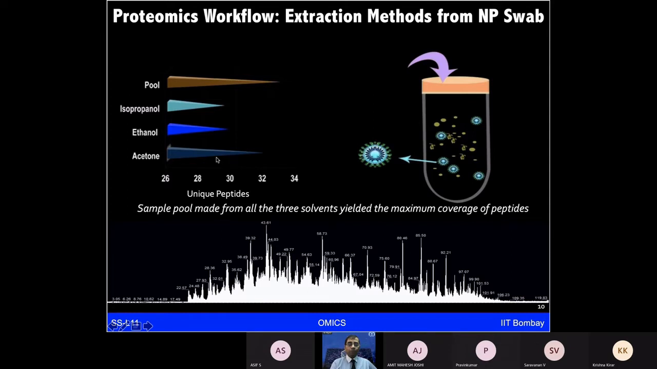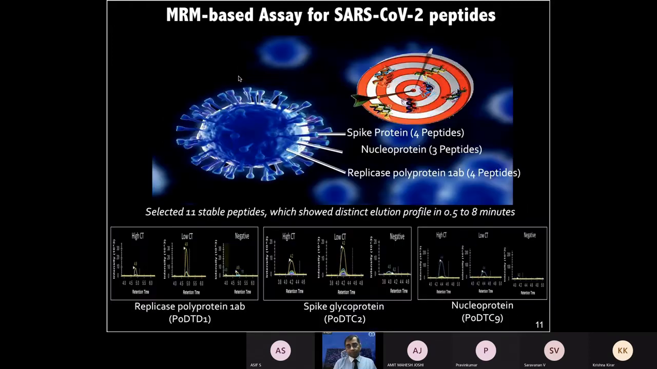So we looked at various approaches of protein extraction which can give the maximum amount of viral peptide enrichment. What we could see is the number of unique viral peptides we can detect from isopropanol, ethanol, and acetone methods. So we thought, why not pool all of these possible peptide extracts, so that we can have good enrichment from all of these methods. Then we can have better coverage of viral peptides from these samples, and we can detect them easily.